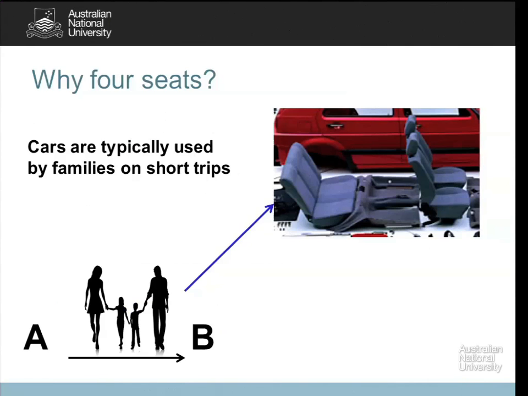Okay, so let's think about why the car might have 4 seats. Well, it has 4 seats because cars are typically used by families for short trips. So families, usually 4 or 5 people, going from A to B. There's no need for them to drive around in a double-decker bus, right? Mostly a 4-seat vehicle will do the job. So it's a connection between the car and the context within which it's used that helps us answer that question about why it has 4 seats. Any amount of analytical thinking or reductionist thinking about the car will not answer that question.